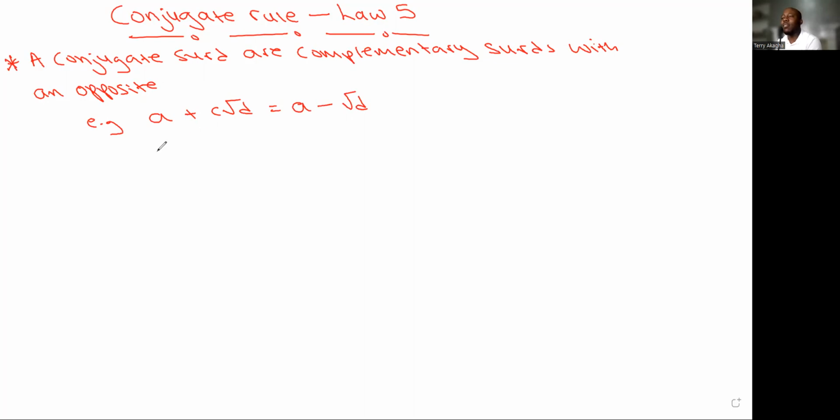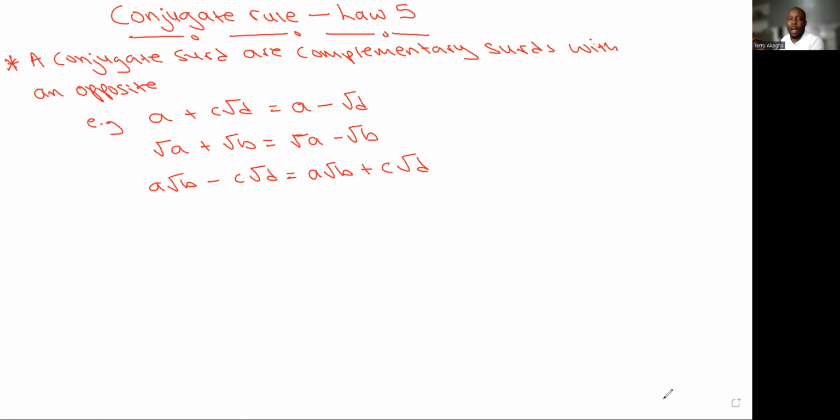So if you have root A plus root B, the conjugate will be root A minus root B. So it's exactly the same thing, but the sign is going to be different. So let's assume we have something like this. The conjugate is going to be A root B plus C root D. So they're exactly the same thing, but the signs are different, okay?